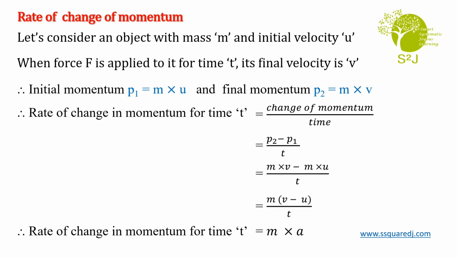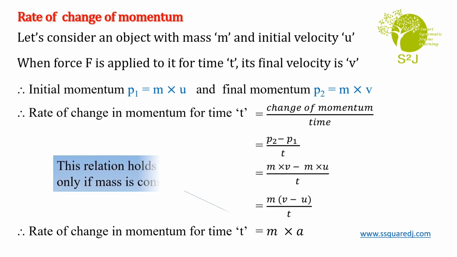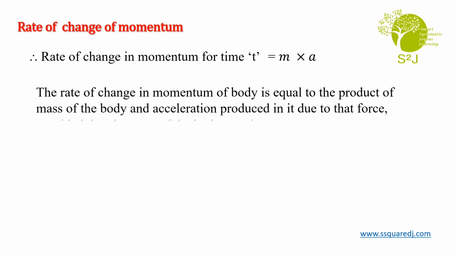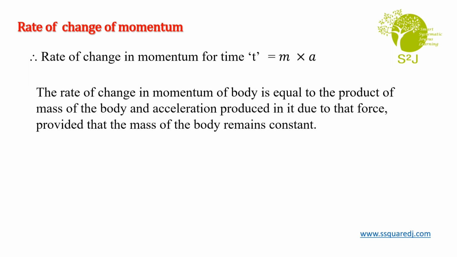Now this is only possible when your mass is constant. Because of force your mass doesn't change, only then this formula is true. So the rate of change in momentum of a body is equal to the product of mass and acceleration. But we have one condition, that mass remains constant.